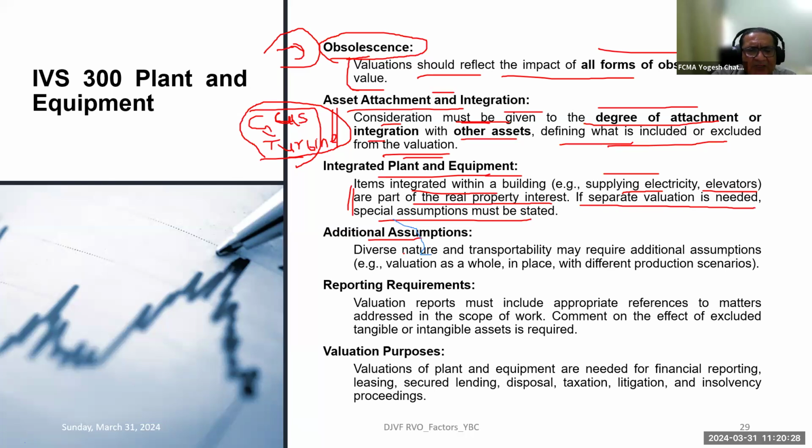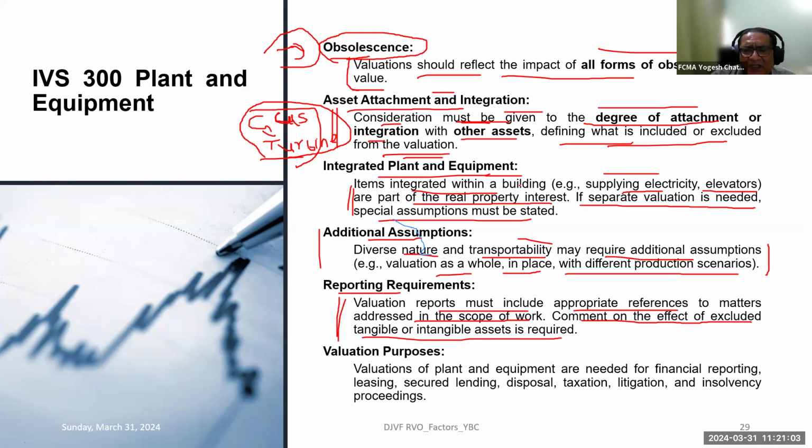The additional assumption: diverse nature and transportability may require additional assumptions, like valuation as a whole in place with different production scenarios. Reporting requirement: a valuation report must include appropriate reference to matters addressed in the scope of work and comment on the effect of excluded tangible or intangible assets that is required. This will happen in case of plant and machinery many times.